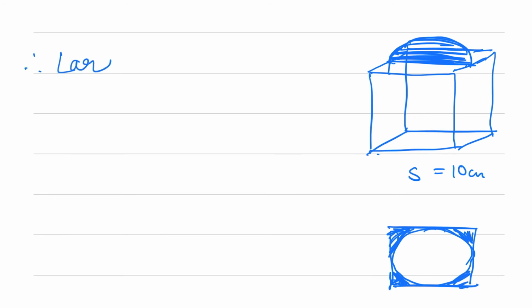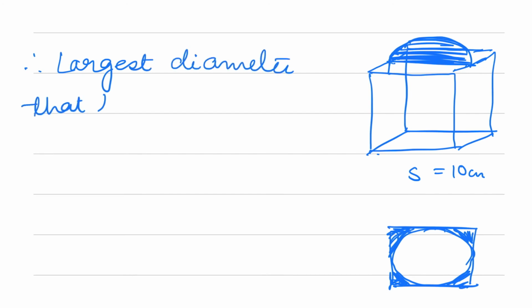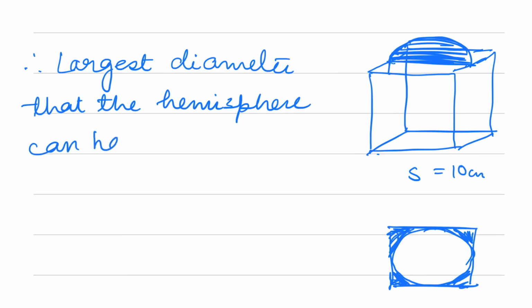Therefore, the largest diameter that the hemisphere can have is equal to 10 centimeter. It can't have greater than that, otherwise it will be coming out.